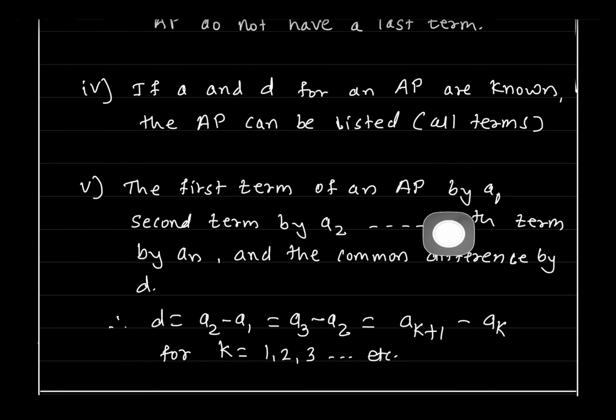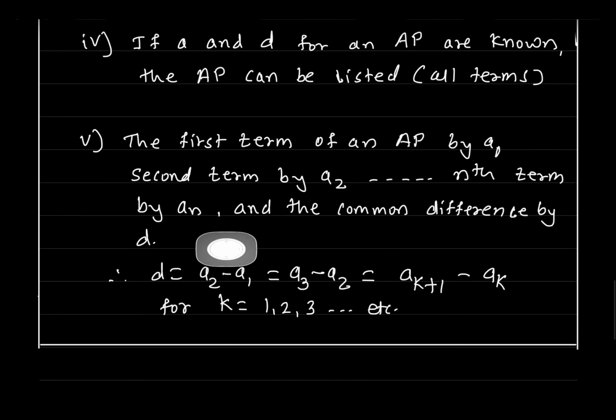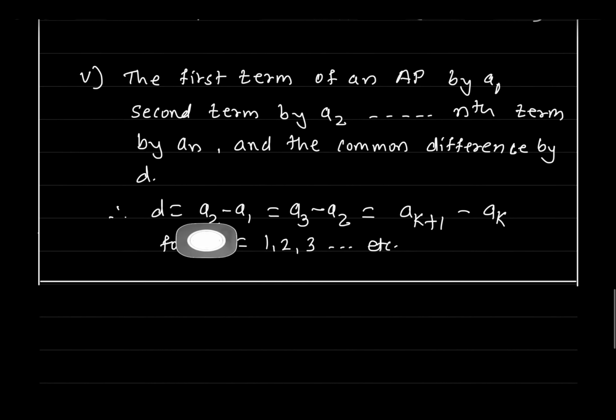Denote the first term of an AP by A1, the second term by A2, and the nth term by An, and the common difference by D. Then D equals A2 minus A1. To find the common difference, take the second term minus the first term. Likewise A3 minus A2, and again you get the same D, equal to A(k+1) minus Ak, for k equal to 1, 2, 3, 4, and so on.